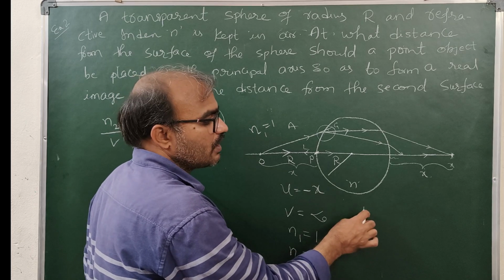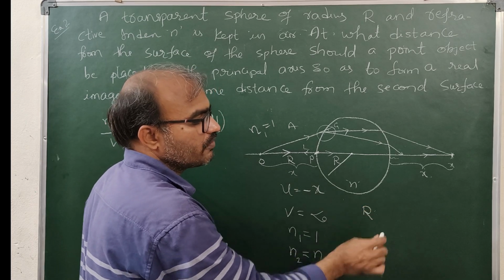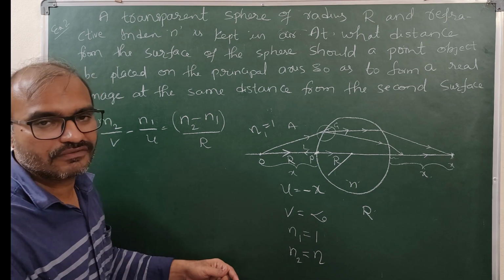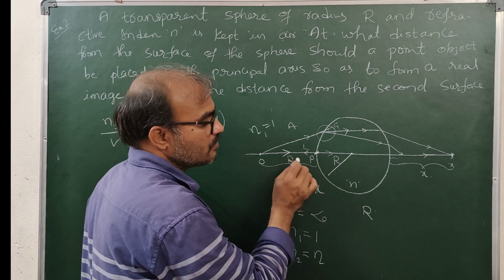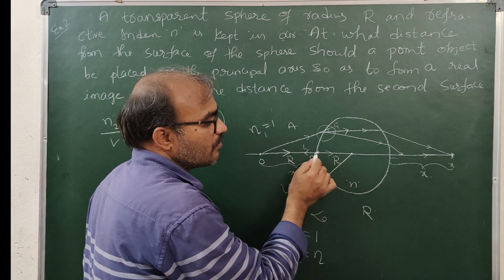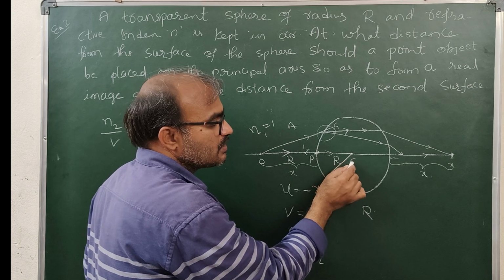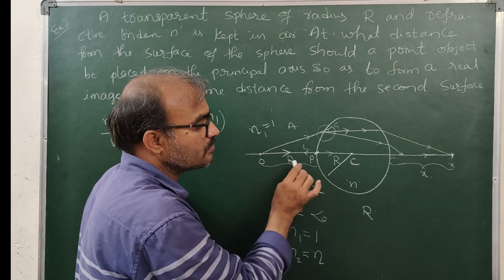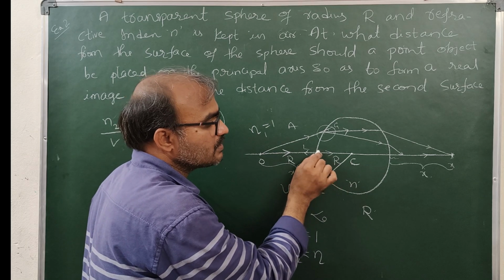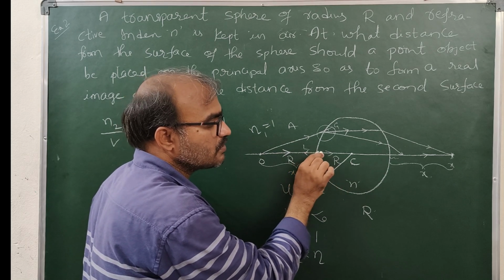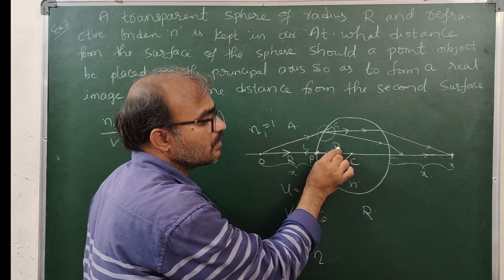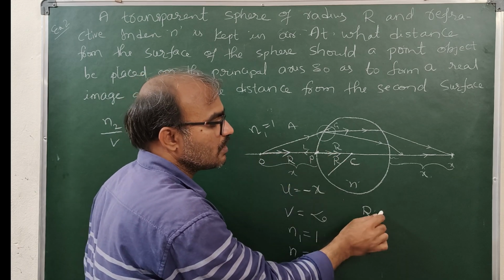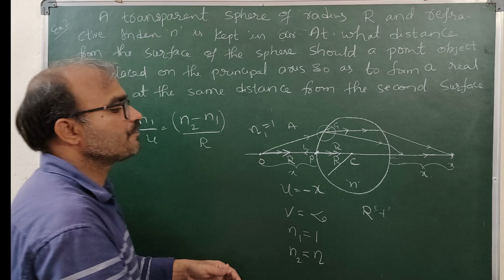For R also we have to use sign convention, for the radius of curvature, right? So now we know already P to C distance is the radius of curvature, and we have to observe the direction. P to C, we should always start from the pole itself, from the surface. P to C direction is towards right, and the direction of the incident ray is towards right. So both are in the same direction. So R is positive, right?